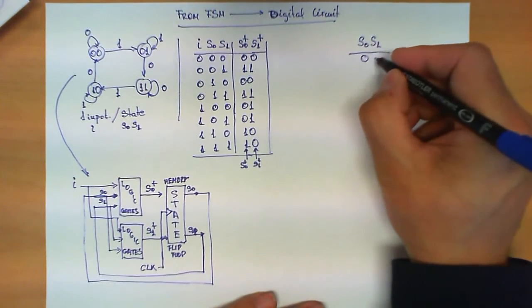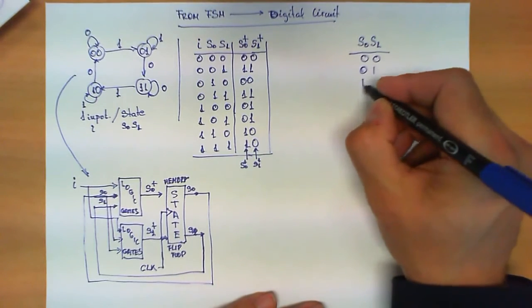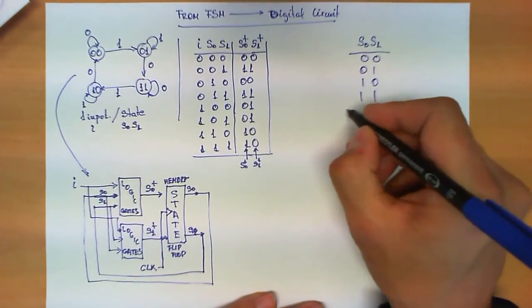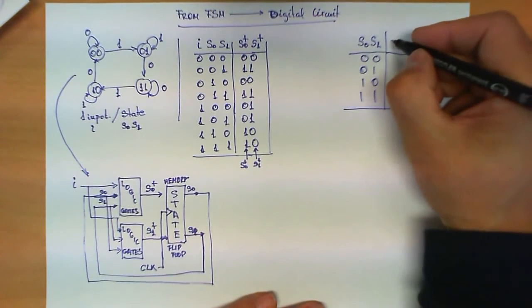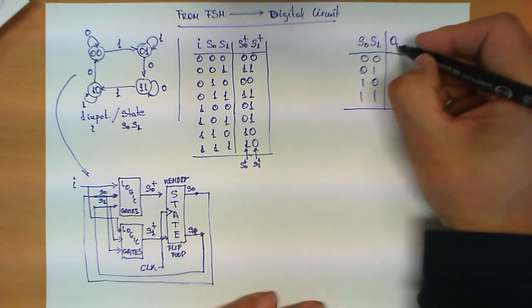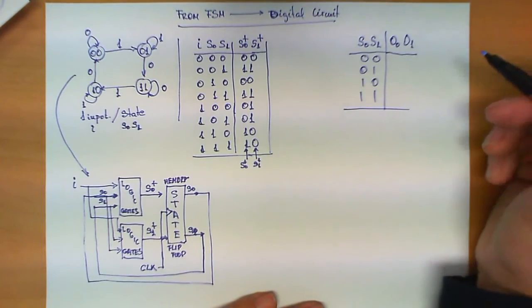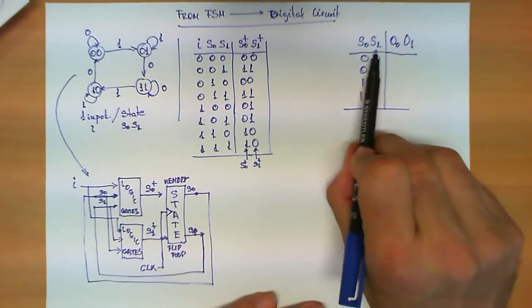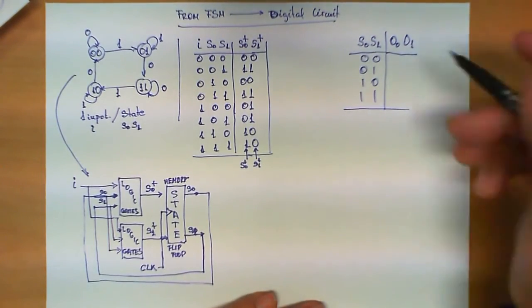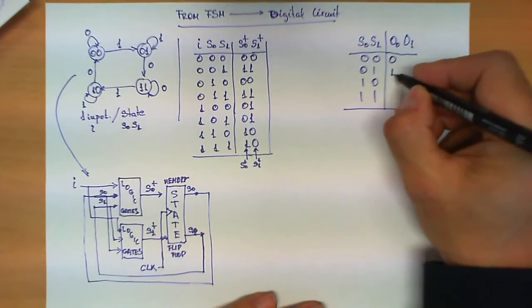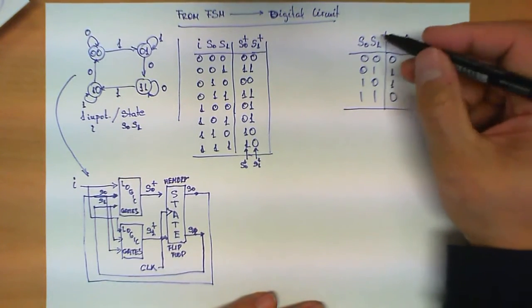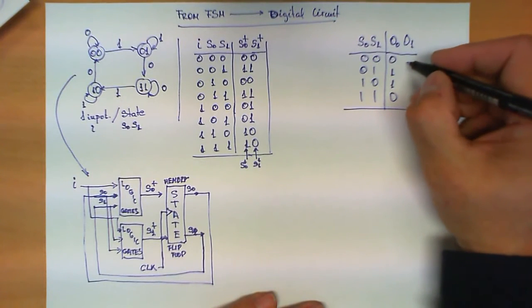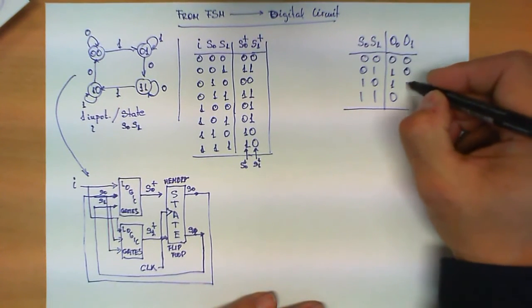Now we have four states, 00, 01, 10, 11, and let's assume we are extending our finite state machine. Let's assume that we have two outputs, O0 and O1, that depend only on the value of the states. And let's just write some arbitrary logic here. This would be the value of one of the outputs depending on the states, and this would be the value of the other output.